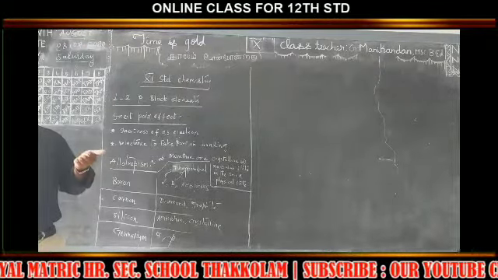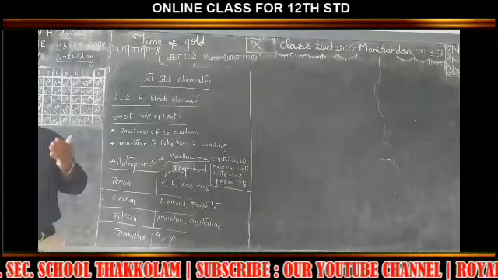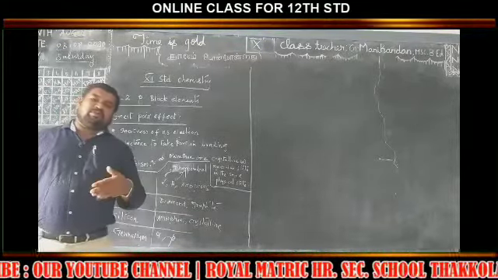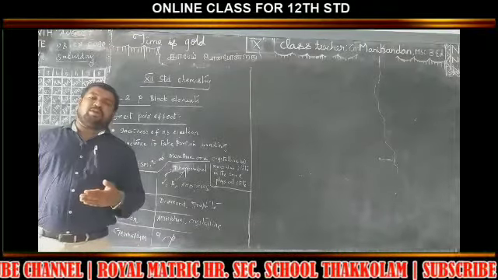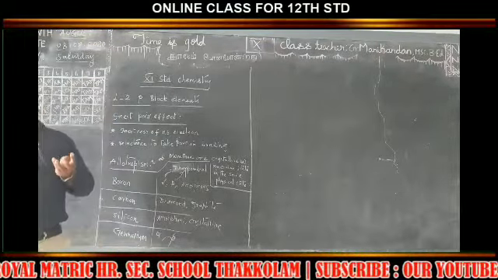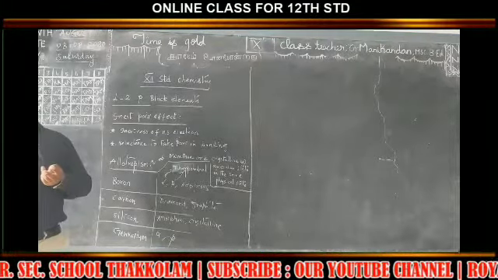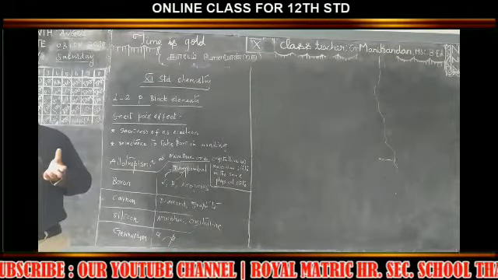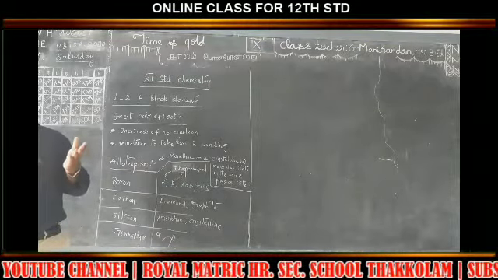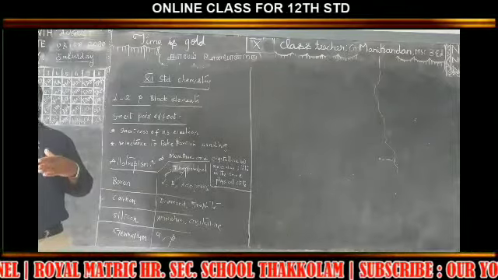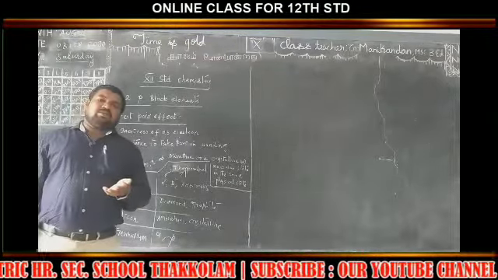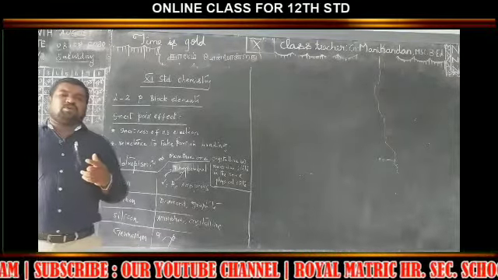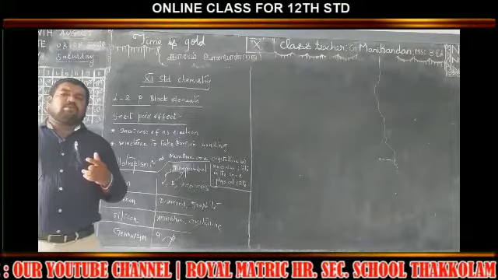In the next session, we are going to discuss each family one by one: boron family, carbon family, nitrogen family, oxygen family. What are the things we are going to discuss? Occurrence, physical state, physical properties, chemical properties, uses, and a few examples. These are the things we will discuss in the next classes. So you have to refer to the textbook. Okay, sir. Thank you.